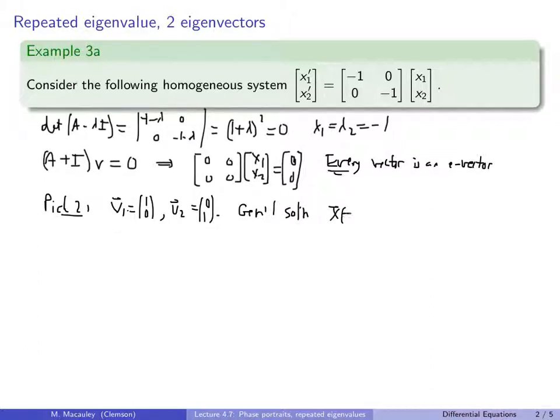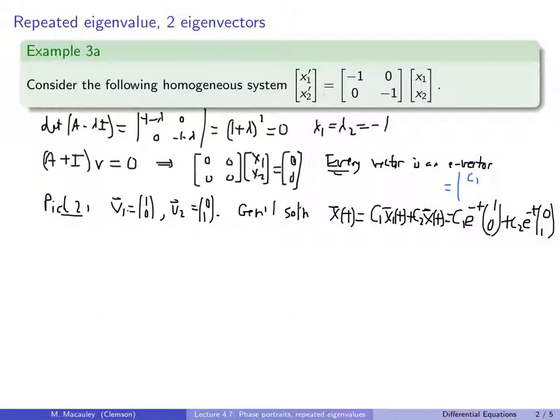is x of t equals c1 x1 of t plus c2 x2 of t, which is c1 e to the negative t times 1, 0 plus c2 e to the negative t times 0, 1. And if you want to, you can combine this into a single vector. You can write this as c1 e to the negative t and c2 e to the negative t.